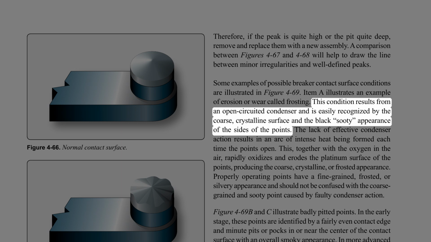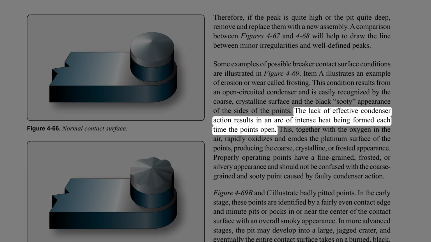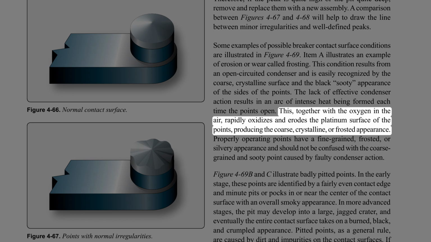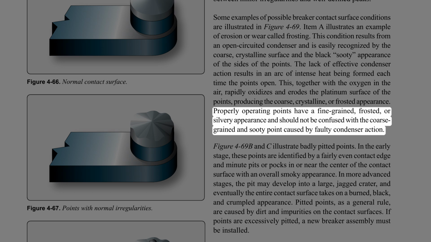This condition results from an open-circuited condenser and is easily recognized by the coarse, crystalline surface and the black, sooty appearance of the sides of the points. The lack of effective condenser action results in an arc of intense heat being formed each time the points open. This, together with the oxygen in the air, rapidly oxidizes and erodes the platinum surface of the points, producing the coarse, crystalline, or frosted appearance. Properly operating points have a fine-grained, frosted, or silvery appearance and should not be confused with the coarse-grained and sooty point caused by faulty condenser action.